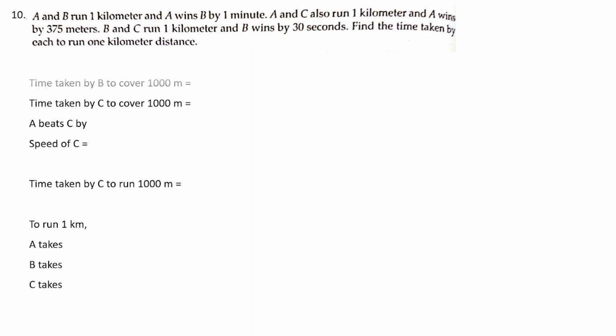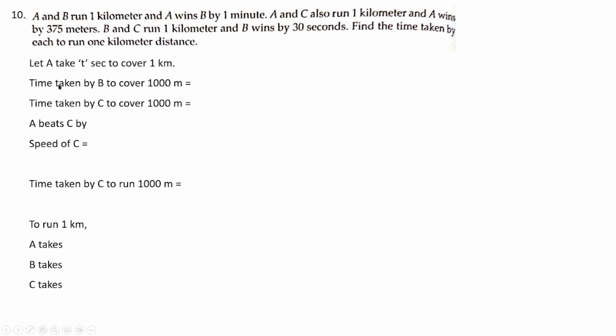Next question. A and B run 1 kilometer and A wins B by 1 minute. A and C also run 1 kilometer and A wins by 375 meters. B and C run 1 kilometer and B wins by 30 seconds. Find the time taken by each to run 1 kilometer distance. So here if we take the time taken by one person as t, and then accordingly we can find the time taken by the others, and then we can solve the question.